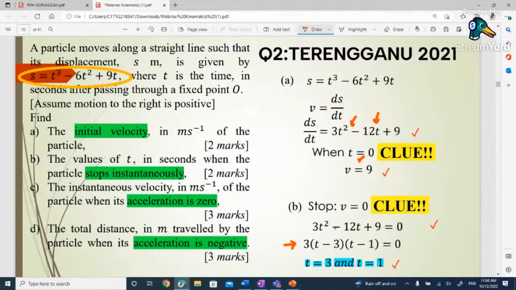Kalau awak tak ada 3 ni, without this 3, awak expand, awak akan dapat t square minus 1 minus 3, you will get minus 4t and then plus 3. Tak sama dengan previous line. So that's why 3 ni kena ada. Tapi macam mana kita nak bagi selamat? Because the calculator kata 3 and 1.